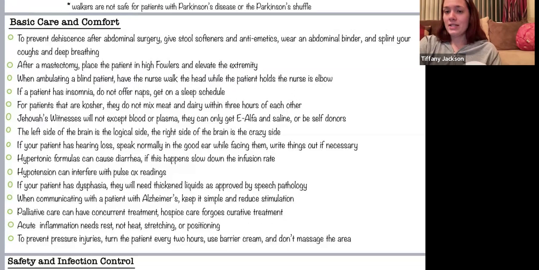If your patient has dysphagia, this is difficulty swallowing. They will need to be evaluated by speech pathology. So you're going to keep that patient NPO, nothing by mouth, and likely they're going to need some thickened liquids.